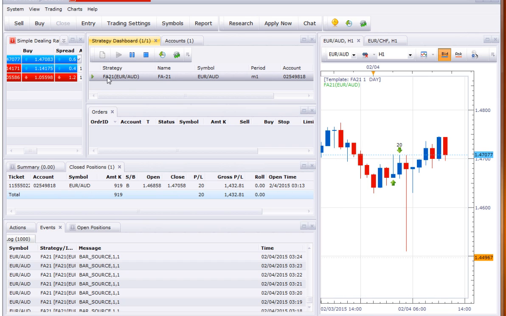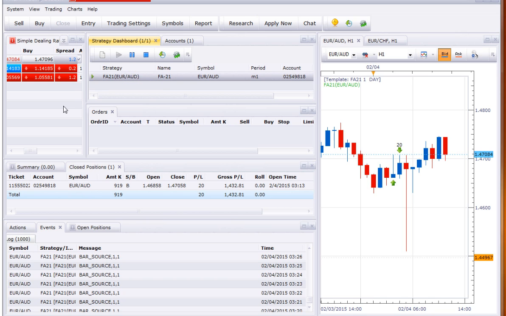So you can see that I already have the FA21 strategy loaded, and it's loaded for the Euro Australian dollar. But I just want to point out a couple things. You can pause a strategy with this button, and you see that the green arrow changes from the pause, and then you can activate it again by clicking on that restart strategy.